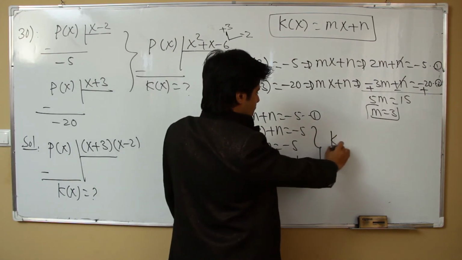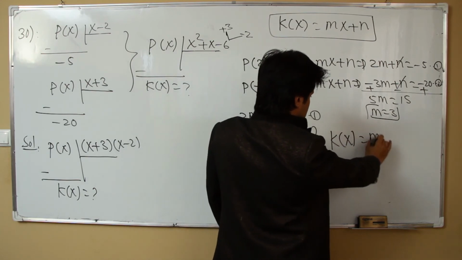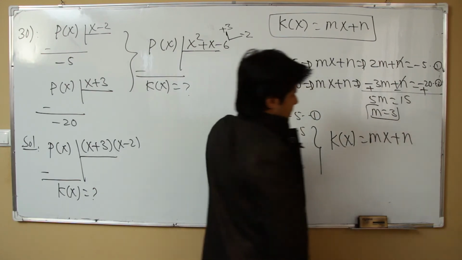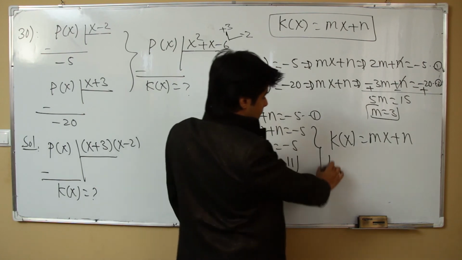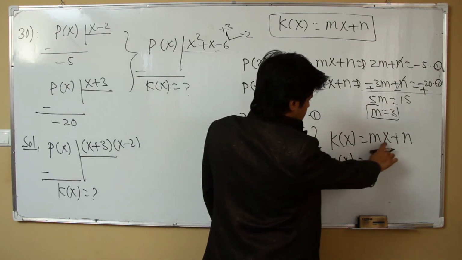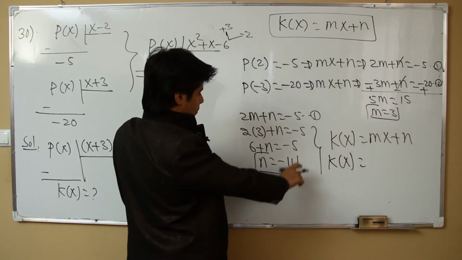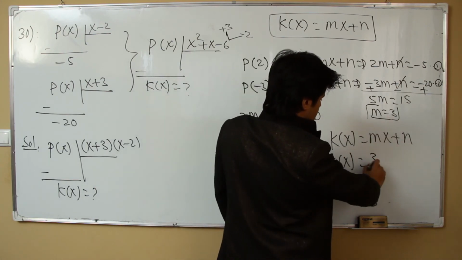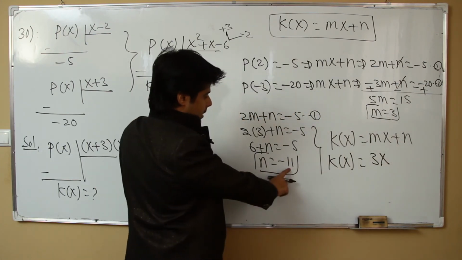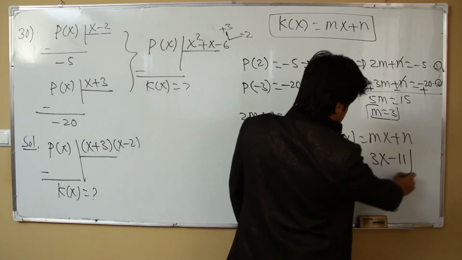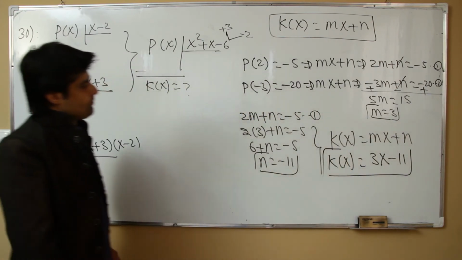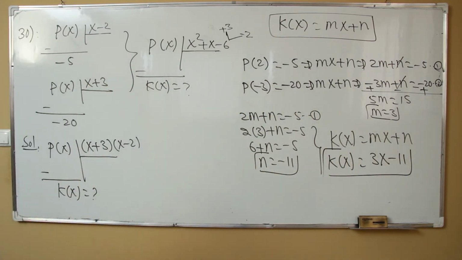Now the remainder is kx, which takes the form of mx plus n. This kx is, instead of m, you have to put what? 3x, and instead of n, minus 11. Write it, please.